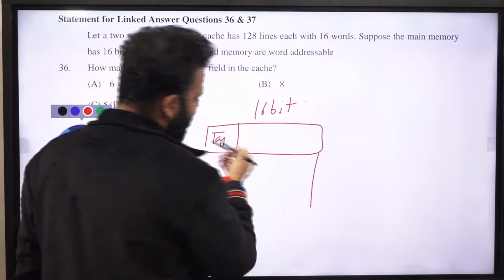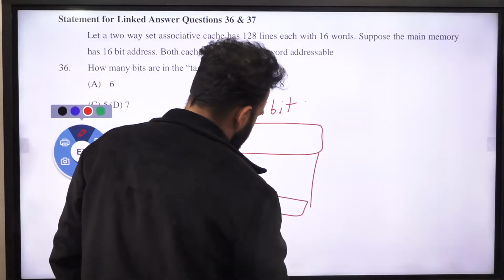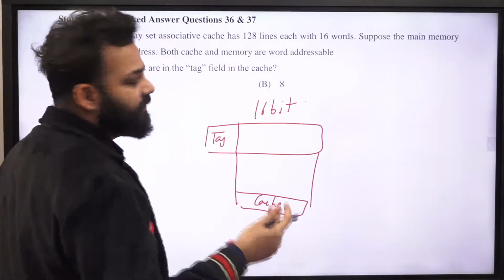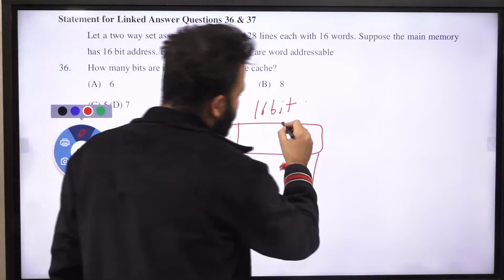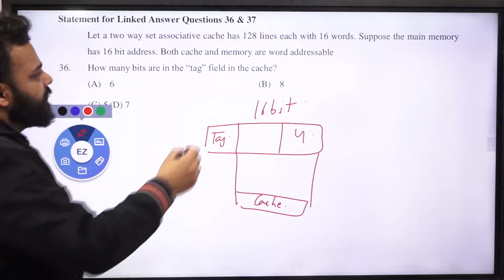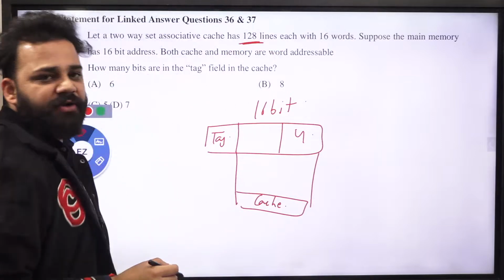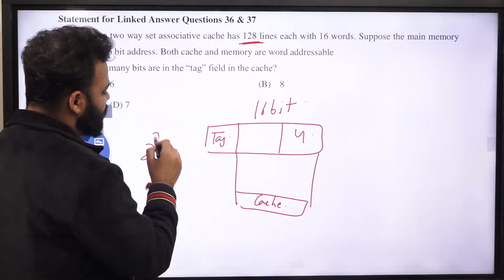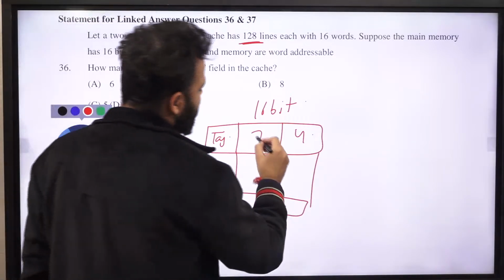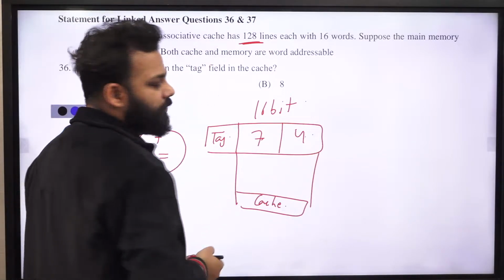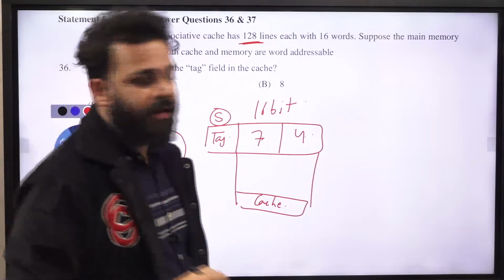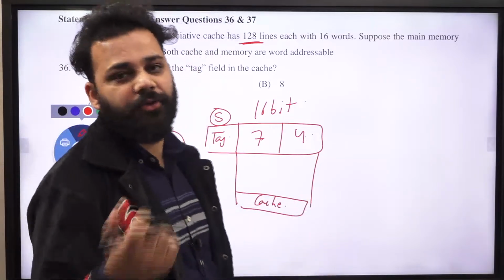So these are the extra tag bits. And this is the cache. In this you will have the word offset, which is for 16 words. 16 words will require 4 bits. 128 lines means 2 raised to power 7, so 7 bits will be used. So 7 plus 4 is equal to 11, and if you subtract 11 from 16, the tag will be equal to 5. Now, this is for direct associative memory.